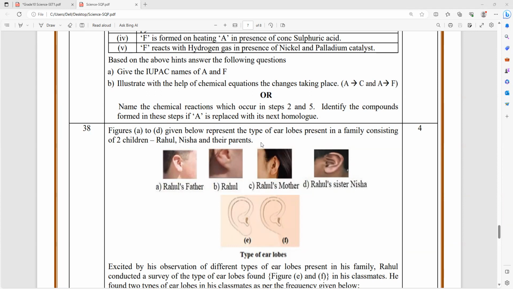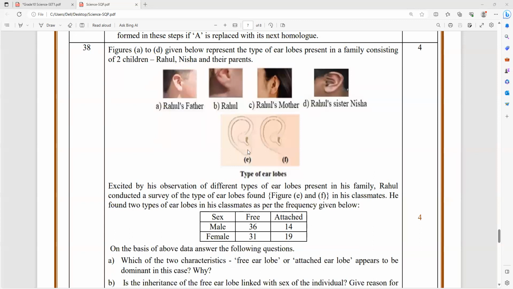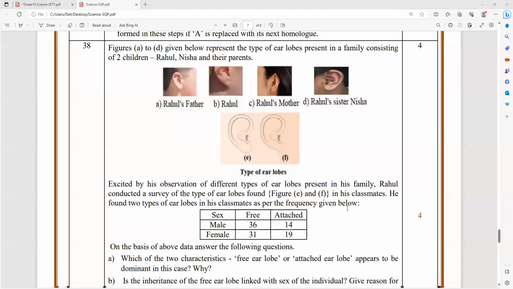2 children and 2 parents. Now, Rahul's father, Rahul's mother and Rahul's sister Nisha. So totally 4. You can see the types of earlobes, attached earlobes as well as free earlobes. Excited by his observation of different types of earlobes present in his family, Rahul conducted a survey of the type of earlobes found in figures E and F in his classmates. He found 2 types of earlobes in his classmates as per the frequency given below.